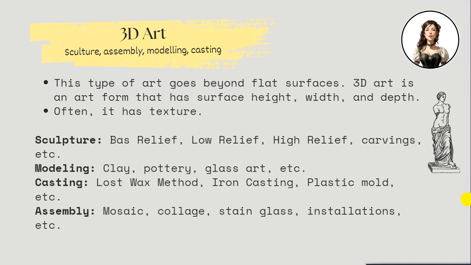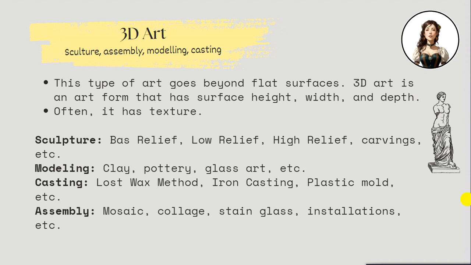So 3D art is a type of art that goes beyond the flat surface. 3D art is an art form that has height, width, and depth. Depth being the z-axis. So it often has texture. That's because it has depth. So sculptures are a type of that. And there are different types of sculptures like bas-relief, low relief, high relief, carvings, and more.